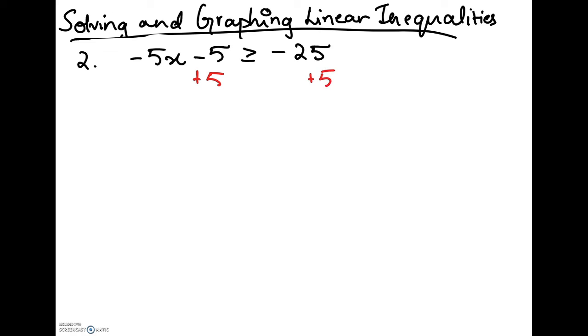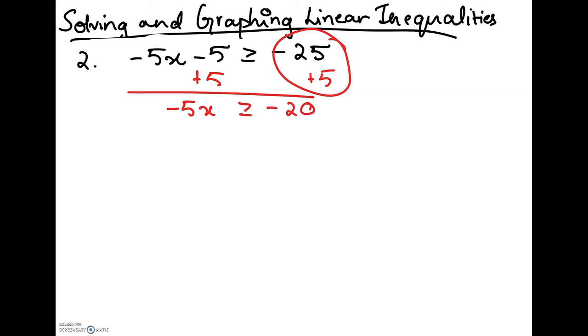If you add 5 on both sides, you'll get -5x is greater than or equal to -20. Again, I just did -25 plus 5 and -5 plus 5. So now we have -5x is greater than or equal to -20. Now what you're going to want to do is get rid of the -5. You're going to want to make it a positive x.